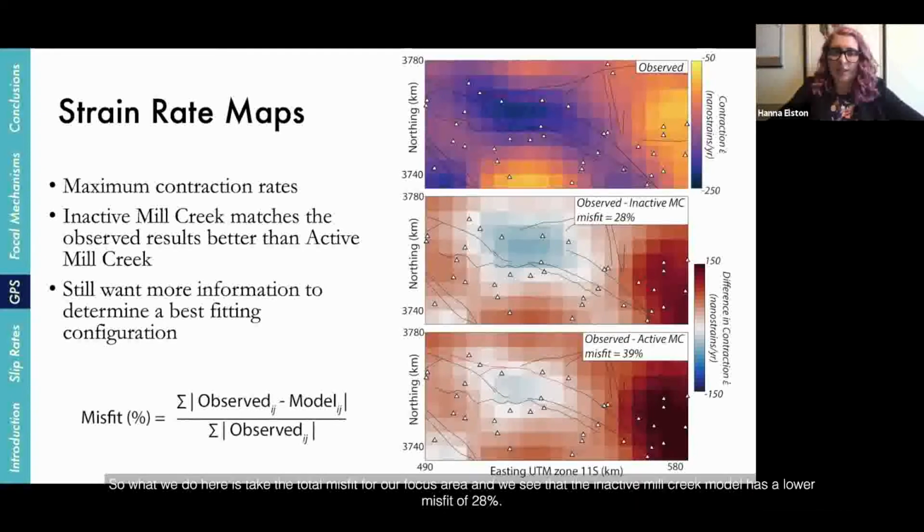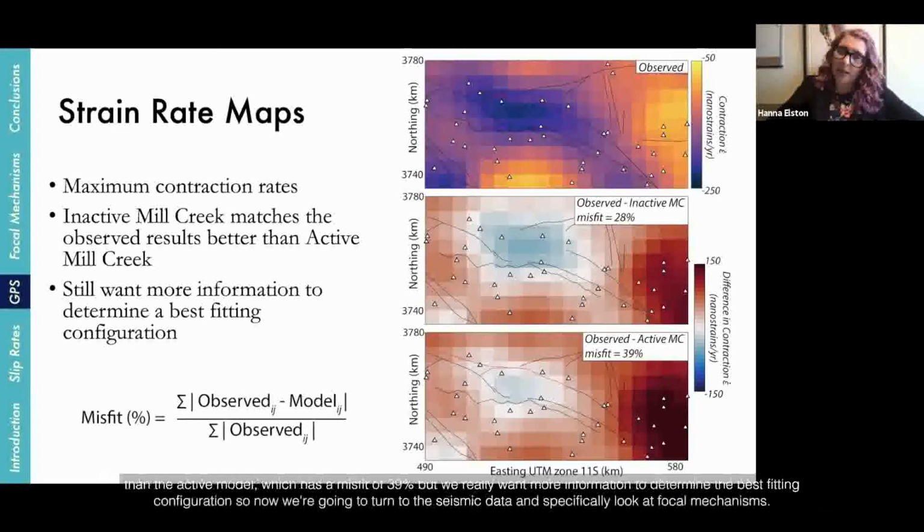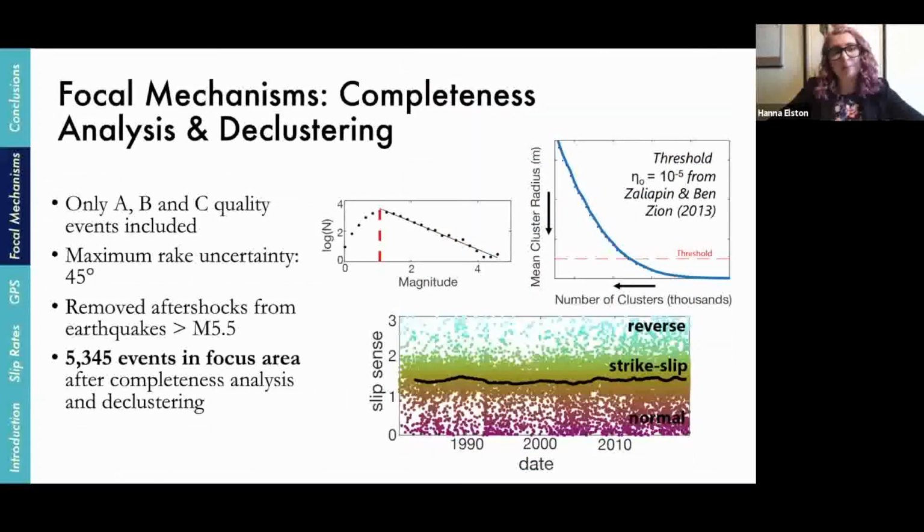Here we take the total misfit for our focus area, and we see that the inactive Mill Creek model has a lower misfit of 28% than the active model, which has a misfit of 39%. But we really want more information to determine a best fitting configuration. So now we're going to turn to the seismic data and specifically look at focal mechanisms.